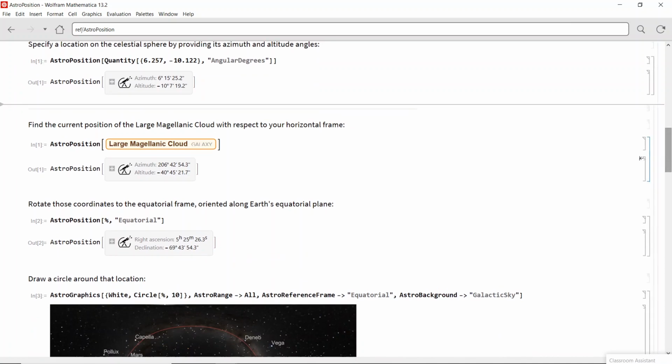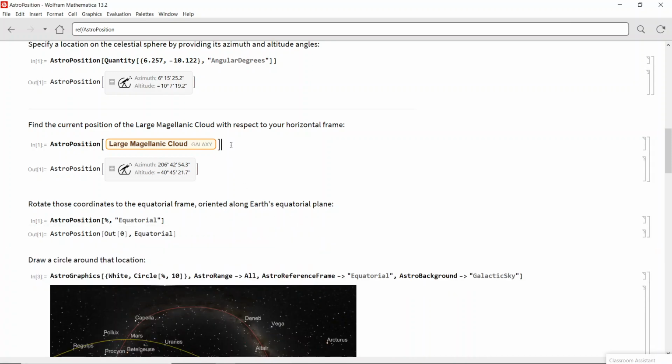Examples: specify a location on the celestial sphere by providing its azimuth and altitude angles. AstroPosition[{azimuth 6 degrees, negative 10 degrees}]. Find the current position of the Large Magellanic Cloud with respect to your horizontal frame. AstroPosition[Large Magellanic Cloud galaxy]. Rotate these coordinates to the equatorial frame, oriented along Earth's equatorial plane.